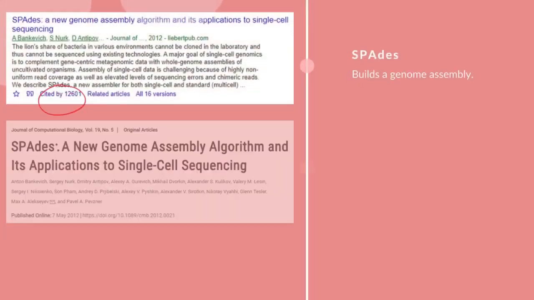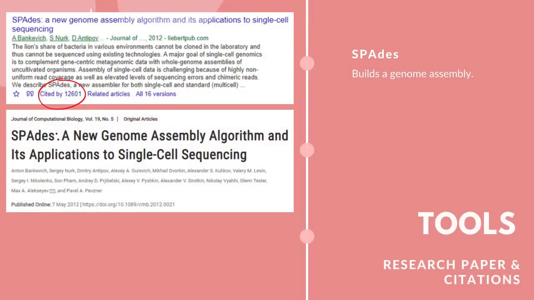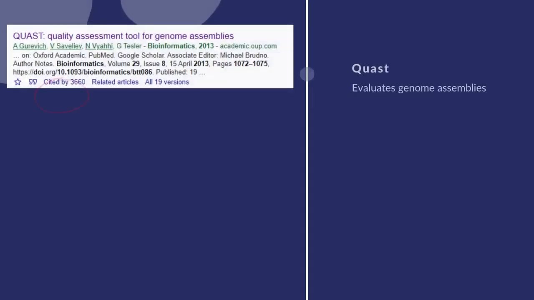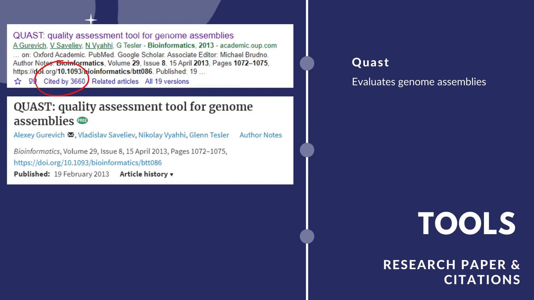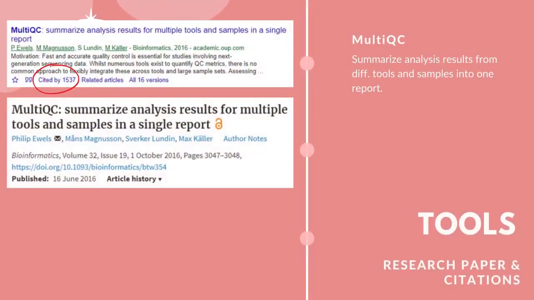SPAdes is used for genome assembly. It was published in the Journal of Computational Biology, Volume 19 in 2012, and it has around 12,600 citations so far. Next up, we have the Quality Assessment Tool QUAST, which has around 3,000 citations, and the paper was published in Bioinformatics Volume 29 in 2013. Lastly, I'll be talking about MultiQC, which summarizes analysis results from different tools and samples into one report. The paper was published in Bioinformatics Volume 32 in 2016. It has around 1,500 citations.